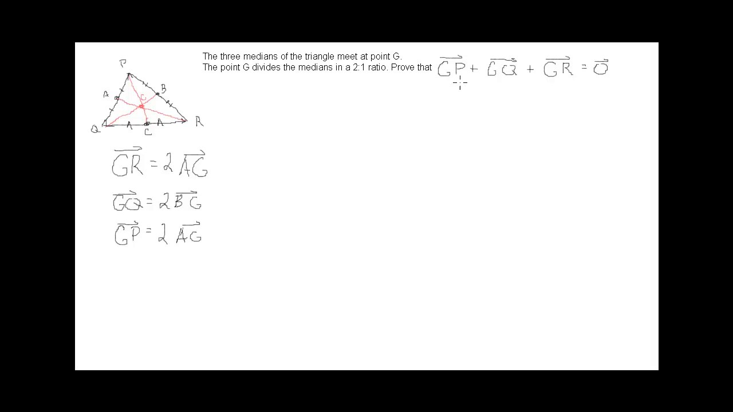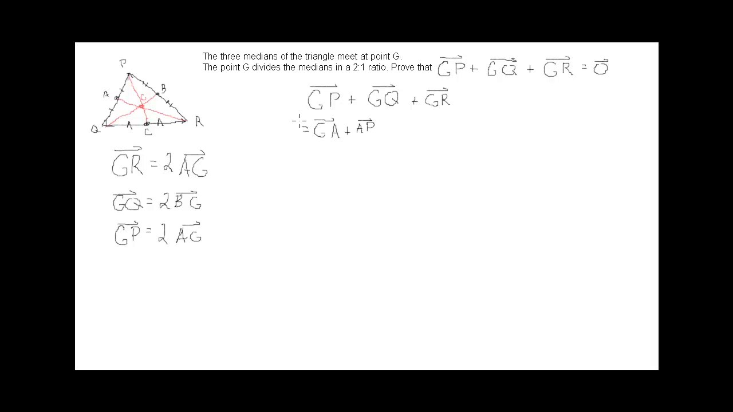Okay, now let's look at what we're trying to prove. We're trying to prove that the sum of these is equal to 0. So let's take these vectors and start playing with them, changing them into equivalent vectors, and see if we can get 0. GP, that's this vector here. Let's try writing it as this plus this, just for fun. So GP is equal to GA plus AP.